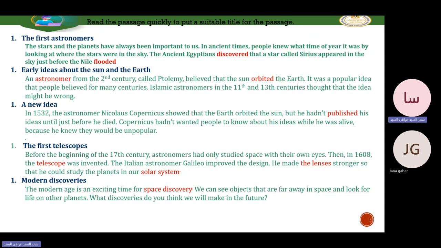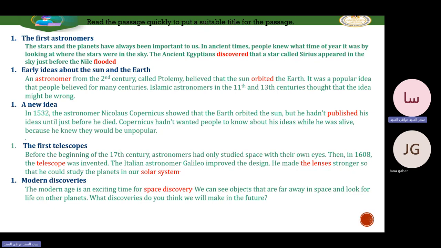Okay. Early ideas about the sun and the earth. An astronomer from the 2nd century called Ptolemy believed that the sun orbited the earth. The sun orbited around the earth. It was a popular idea that people believed for many centuries. Islamic astronomers, after that, in the 11th and 13th centuries, thought that the idea might be wrong.